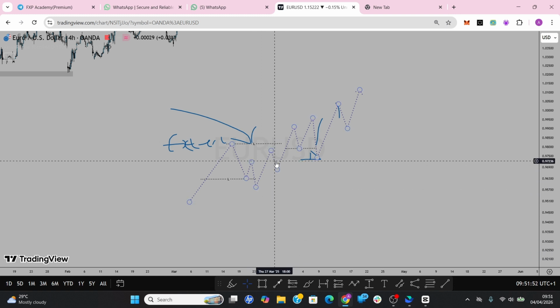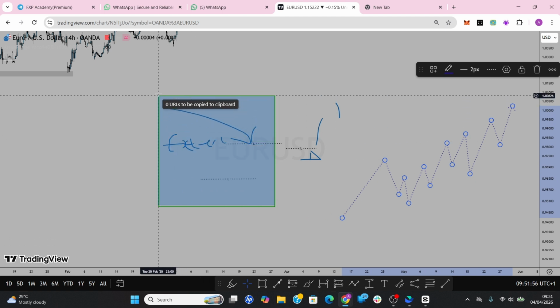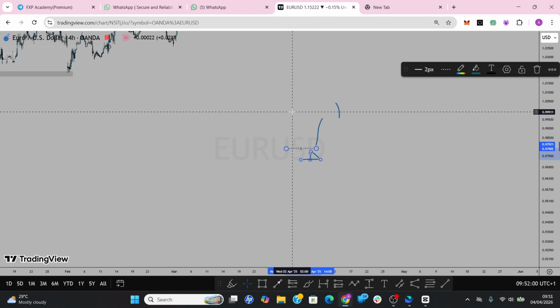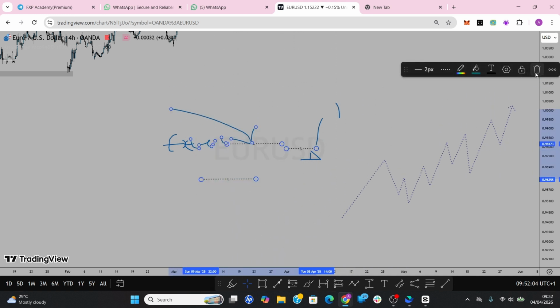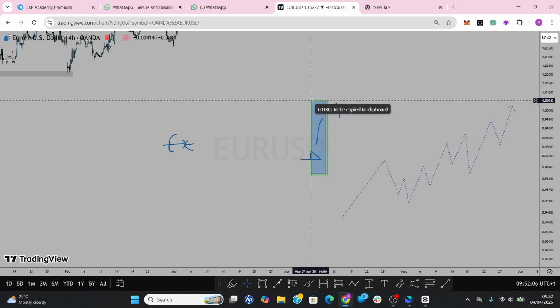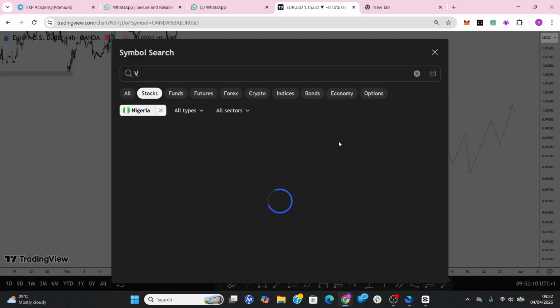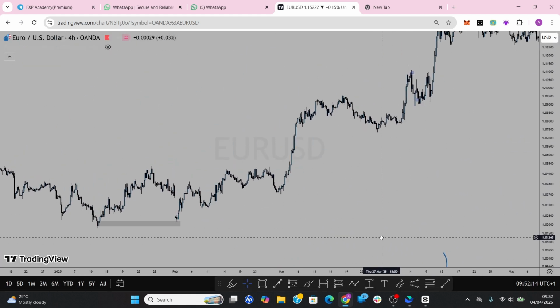Let me clean all this off. You can still come back to it if there's a need. So let's go to the real chart now. This is the EURUSD chart.